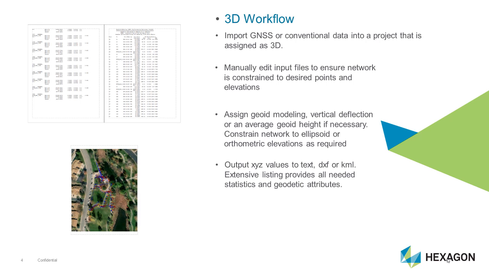When you're finished running the adjustment, you can output the results as a text file, as a DXF file, as a KML file. And the extensive listing can be used to print out a report and establish that all of the required geodetic attributes and statistics have met your requirements.